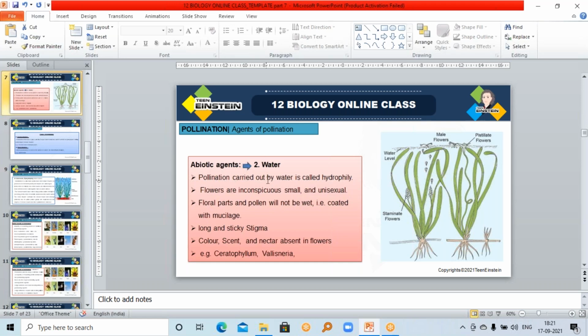So the abiotic agent, the second one is water, and the pollination carried out by water is called hydrophily. The flowers are small and unisexual.